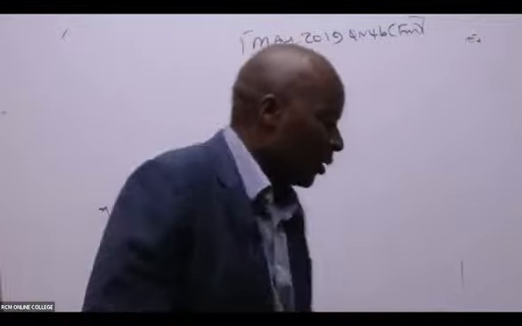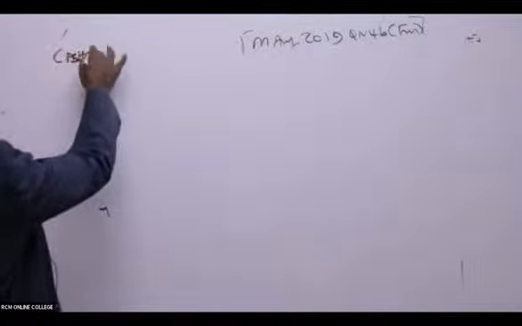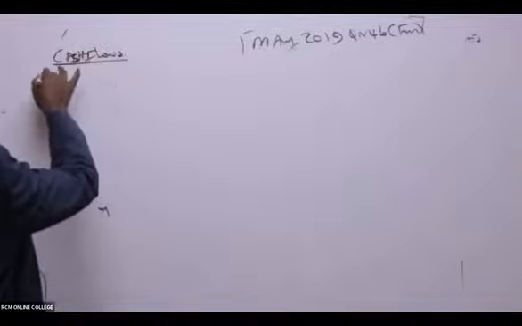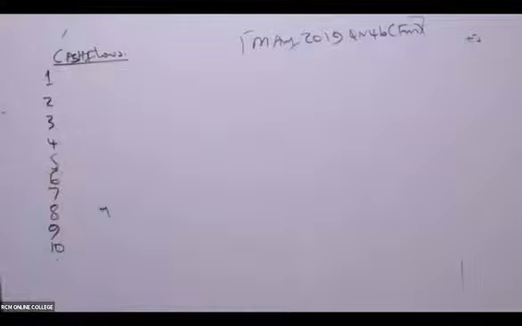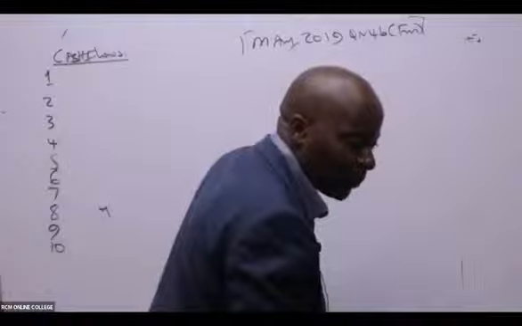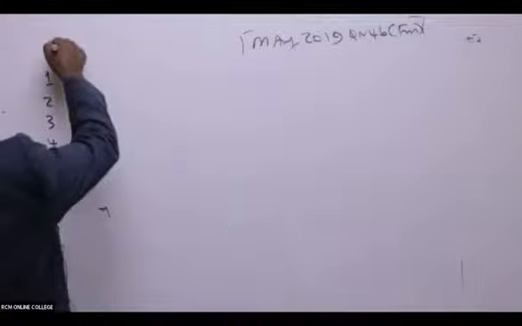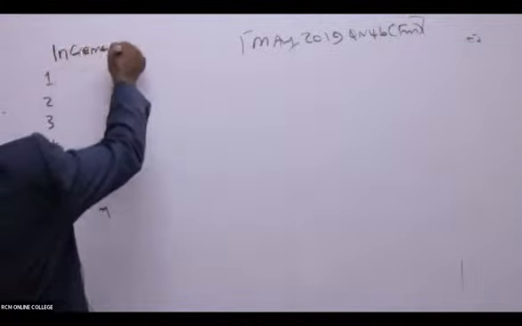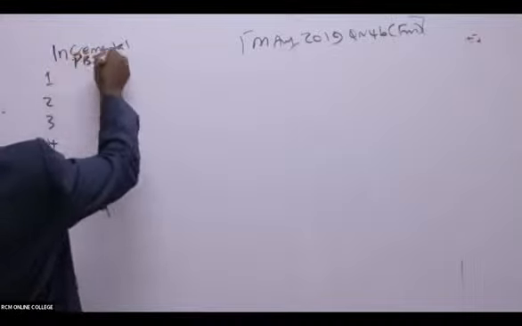Give me the cash flows here. So the cash flows, I can see here, we have 10 years: 1, 2, 3, 4, 5, 6, 7, 8, 9, 10. So what I will do, first of all, I will calculate the incremental profit before depreciation and tax.